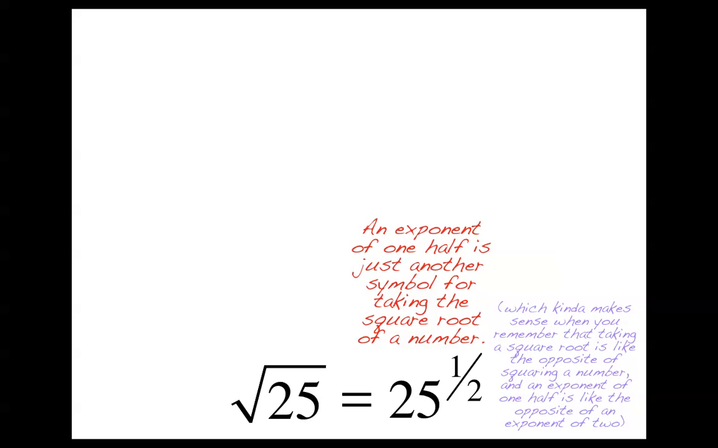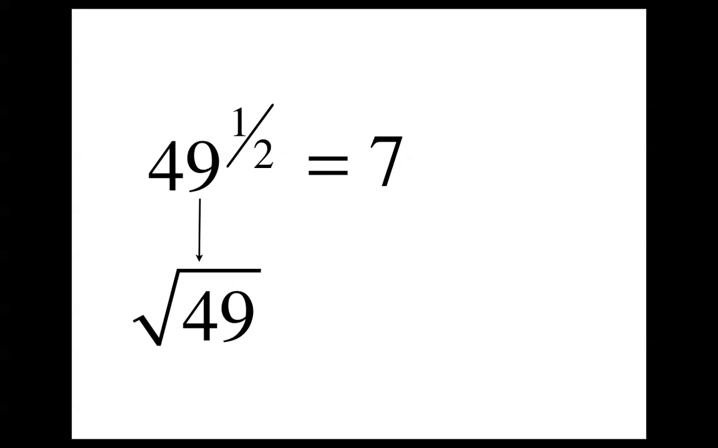And that kind of makes sense when you think about it, because 25 to the power of 2 means to square 25, and the opposite of 2 would be like 1 over 2, and that's doing the opposite of squaring, which is square rooting. Kind of cool. Okay, so if you have 49 to the 1/2 power, that's going to end up giving you 7. Why? Because 49 to the power of 1/2 is the same thing as the square root of 49, and the square root of 49 is 7.